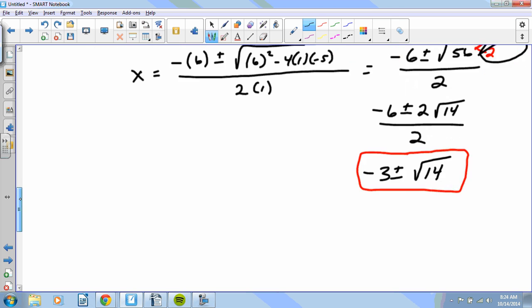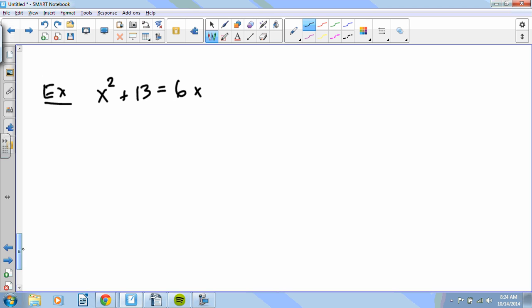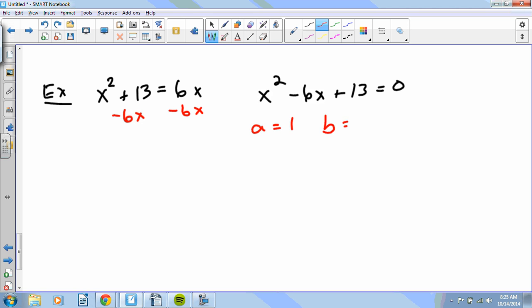Okay. The final example we have here, coming way down here, will wrap up our quadratic talk as far as solving them goes. Same process. I'm going to subtract 6x from both sides to get my quadratic equal to 0. So I have x squared minus 6x plus 13 equals 0. Take a, b, and c again. A is 1, b is negative 6, c is 13. It's just coincidence that 6 shows up for b again.